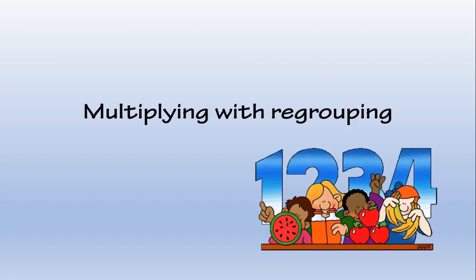Up to here we have learned how to multiply numbers without regrouping. Next is multiplying with regrouping. Let's have a look.